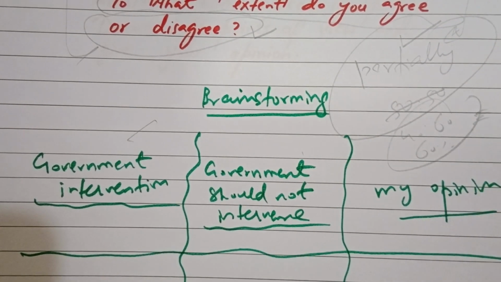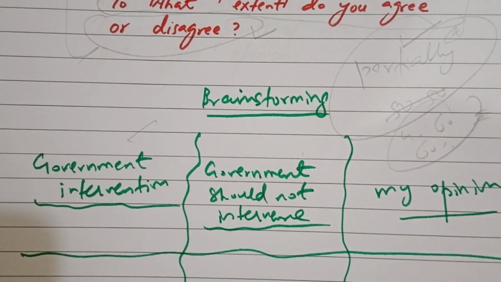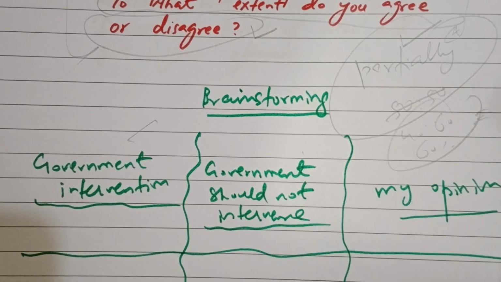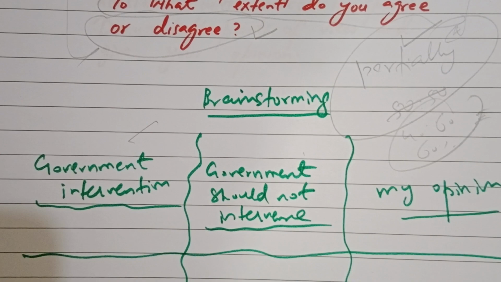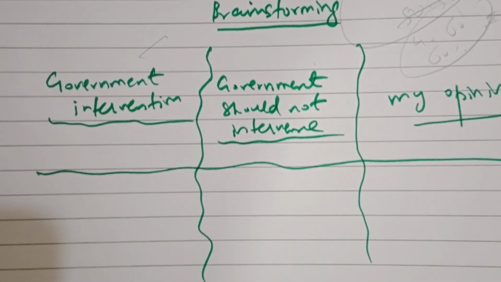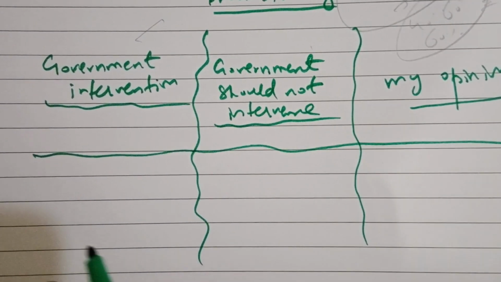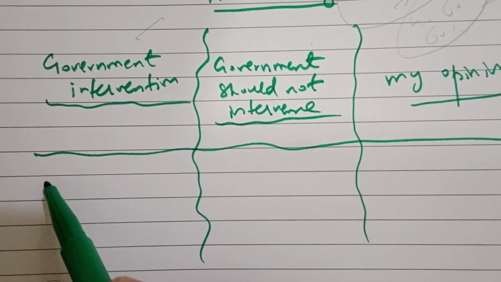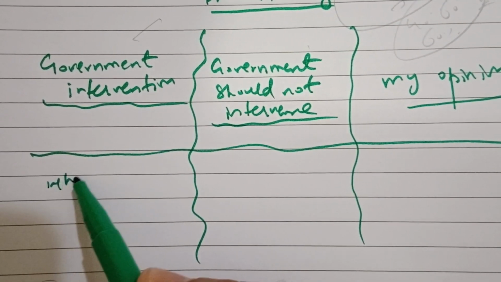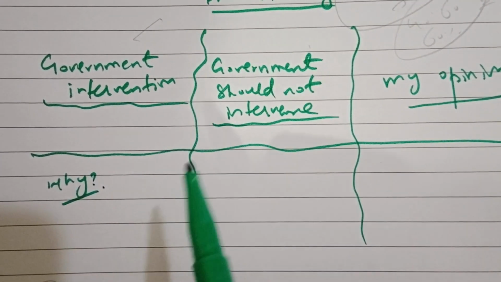While attempting your task in the real examination hall, with whatever stance you are comfortable with, or the stance you have more arguments for, you should always go with that stance. So let's see how I will brainstorm this topic. Government intervention, I have some arguments like why a government should intervene. First of all, I will explain why government should intervene.